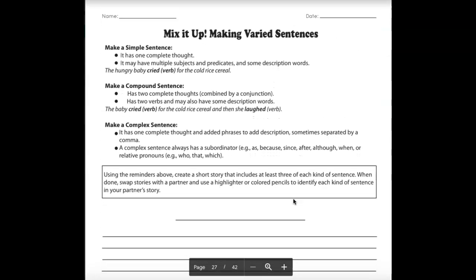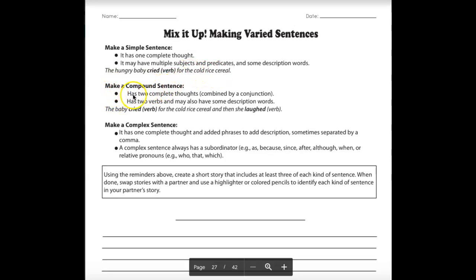Okay, let's see. It says mix it up, making varied sentences. Okay, this is a really important skill that we make interesting sentences, not all just short, simple sentences. So there's nothing wrong with simple sentences. We can make those too, but we also want to make compound and complex sentences. So a simple sentence has one complete thought. It may have multiple subjects and predicates and some description words. So, the hungry baby cried for the cold rice cereal.